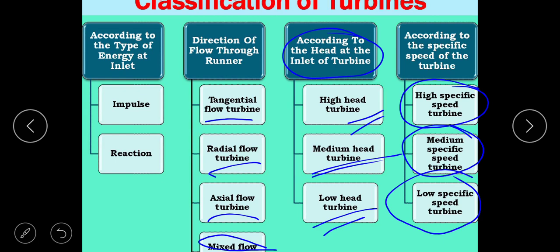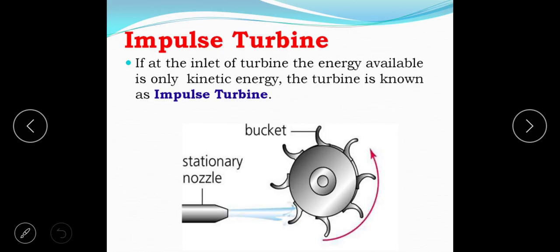According to the type of energy at inlet, impulse turbine, reaction turbine. According to the direction of flow through runner, tangential flow, radial flow, axial flow, or mixed flow turbine. According to the head at the inlet, high head, medium head, low head turbine. Based on specific speed, high specific speed, medium specific speed, and low specific speed turbine.